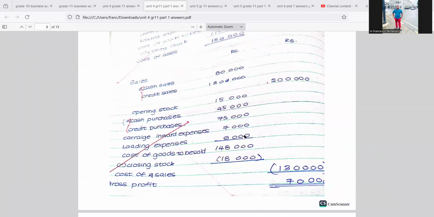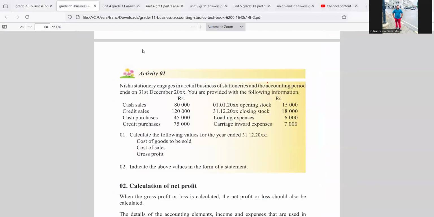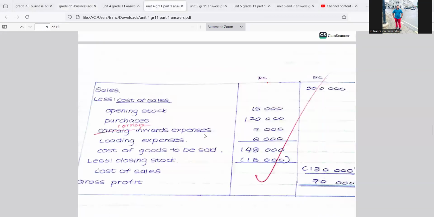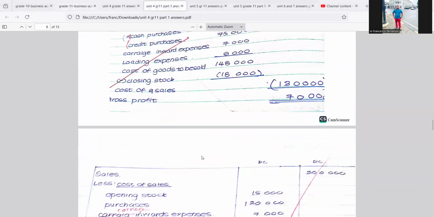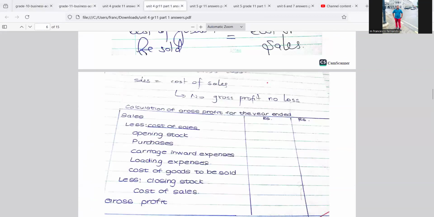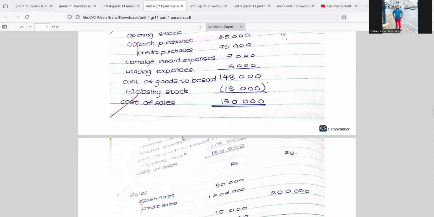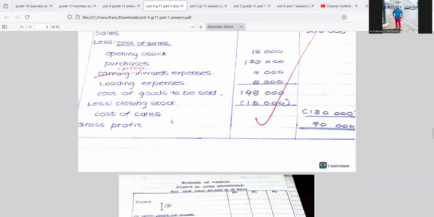So in that activity, it is mentioned to indicate the above values in a form of a statement. So if you show it in a form of statement, this is the answer. So I showed the standard format for a statement, right? So this is the answer for the statement.